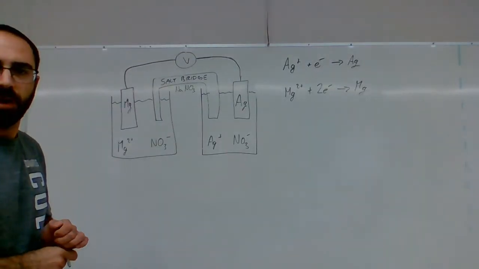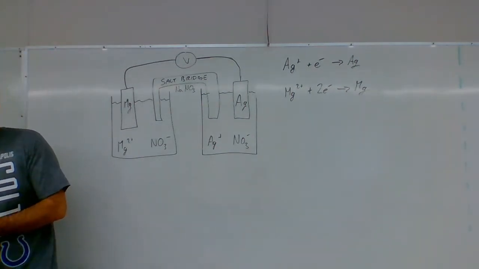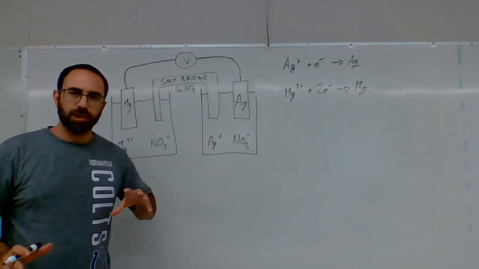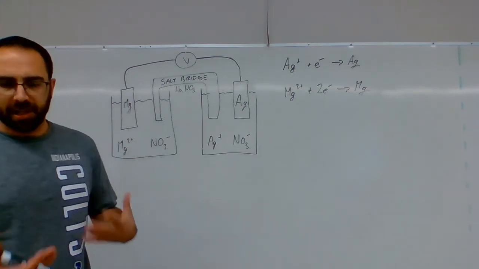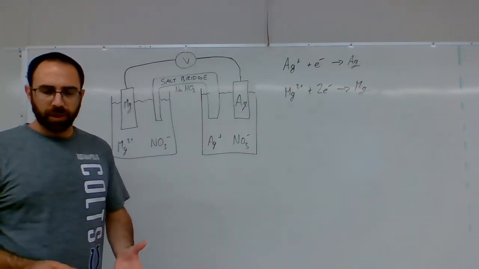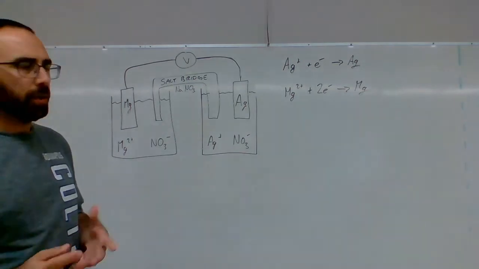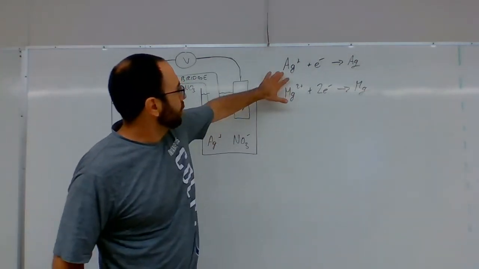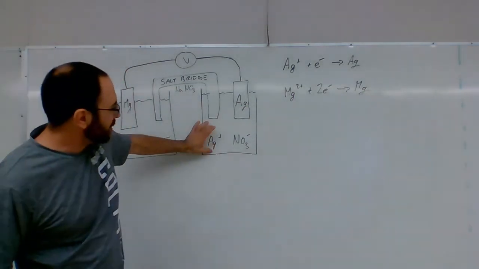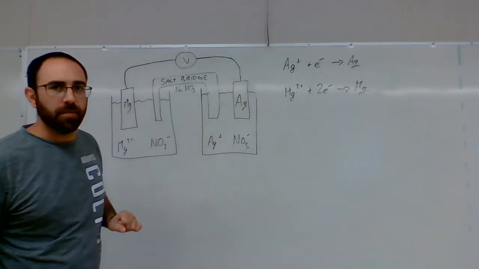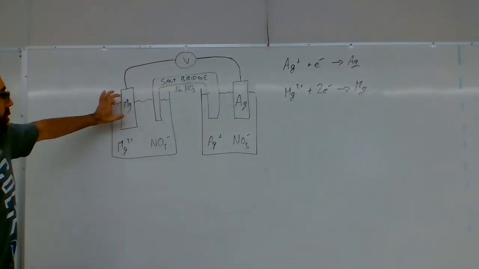All right. Taking a look at our second example here, I want to talk about not only the setup of our diagram, but also the flow of the anions and cations through the salt bridge. So taking a look at a second example, I'm looking at a silver solution and a magnesium solution. Once again, in my silver solution, I have a piece of silver metal. In my magnesium solution, I have a piece of magnesium.